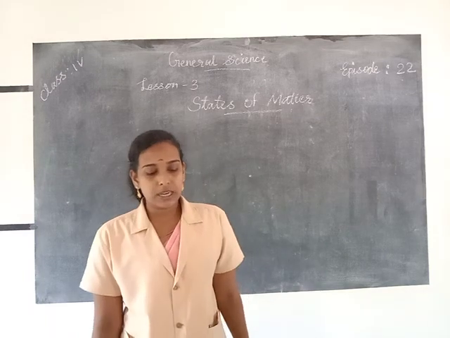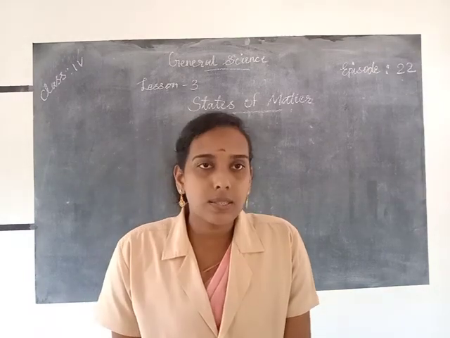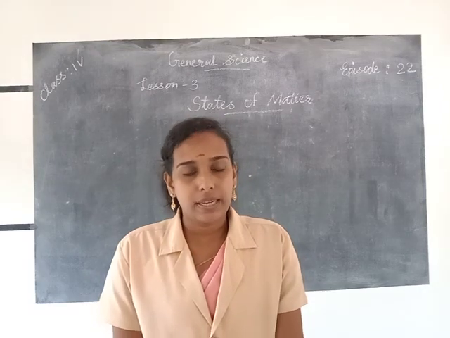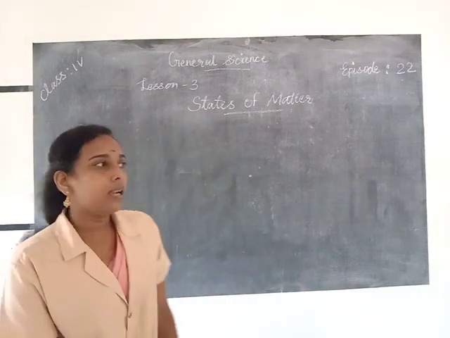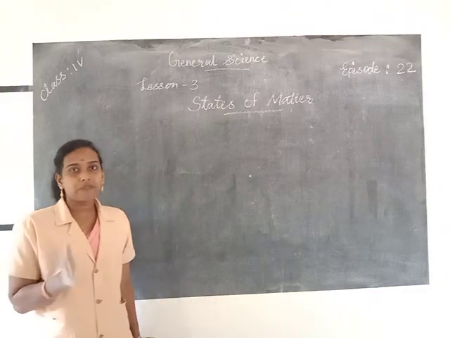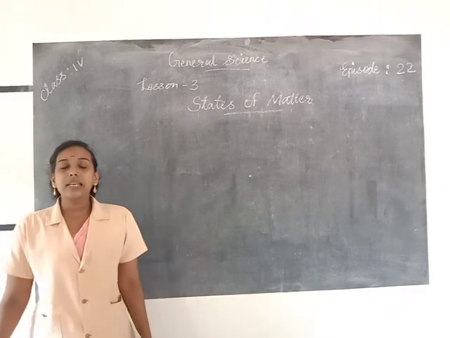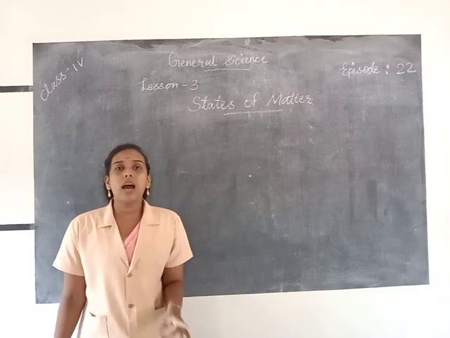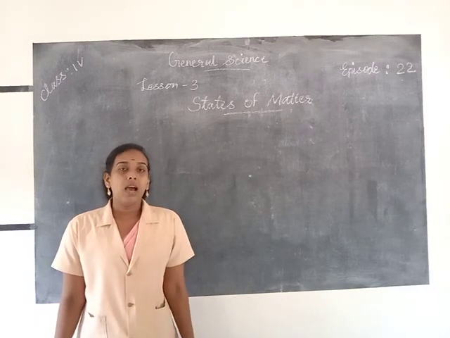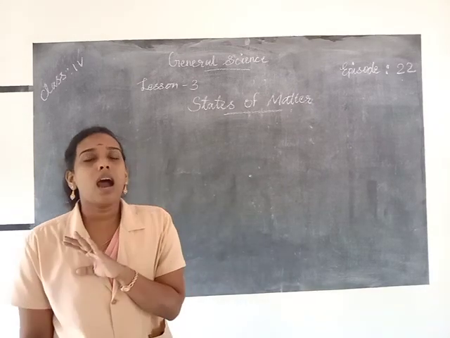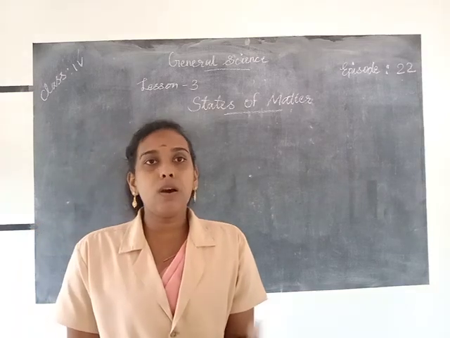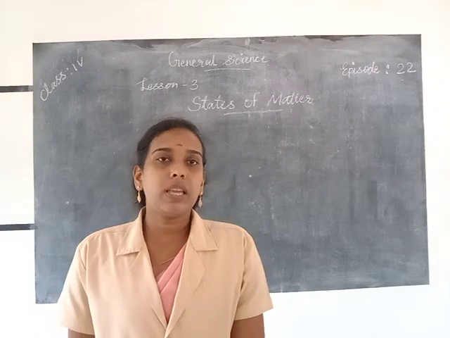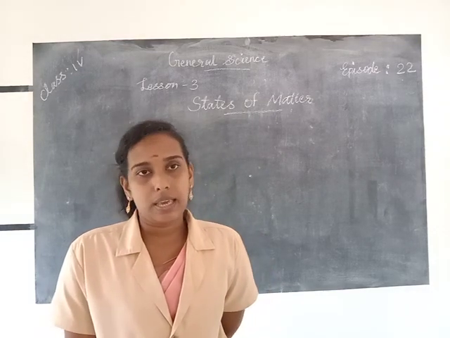So these are the differences between the three states of matter. They are solids, liquids and gases. So in solid state, solids have definite shape and definite volume, and in liquids, liquids have definite volume but they do not have definite shape. And in gaseous state, they have neither definite shape nor definite volume. So these are the differences between solids, liquids and gases.